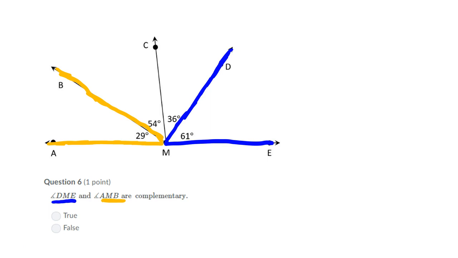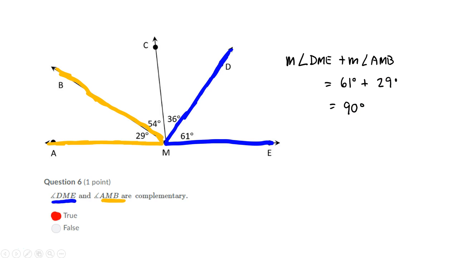For them to be complementary, the sum of their angle measurements has to be 90 degrees. They don't have to be next to each other. They don't have to do anything except have a total of 90 degrees. And as you look here, when I add those two things together, that is in fact the case. 61 degrees plus 29 degrees is 90 degrees, and so yes, they are complementary. That is a true statement.